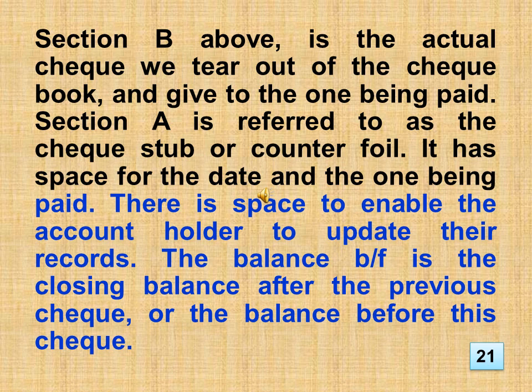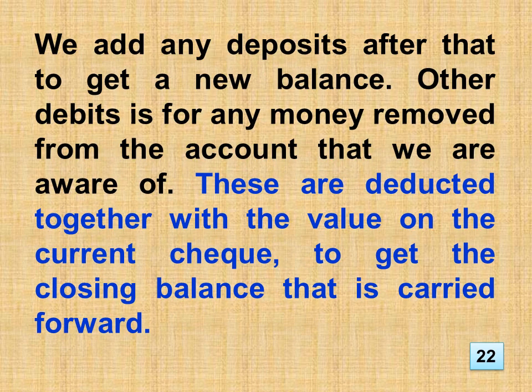It has space for the date and the one being paid. There is space to enable the account holder to update their records. The balance brought forward is the closing balance after the previous check, or the balance before this check. We add any deposits after that to get a new balance. Other debits is for any money removed from the account that we are aware of. These are deducted together with the value on the current check to get the closing balance that is carried forward.